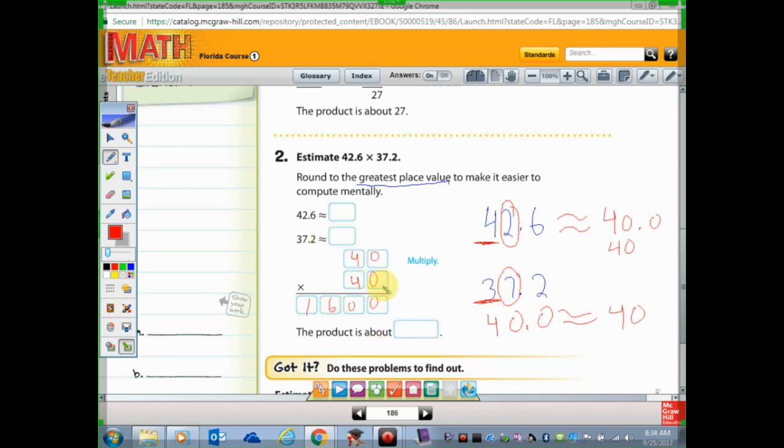Or you can multiply it out the normal way that you would do it. But either way, the product is about 1600. Now if you multiply these two numbers, you're going to get an answer around 1600. It will not be exactly 1600, but it will be in the ballpark.